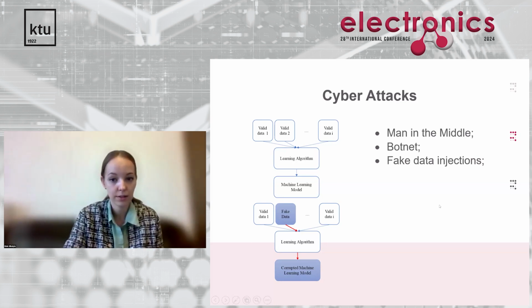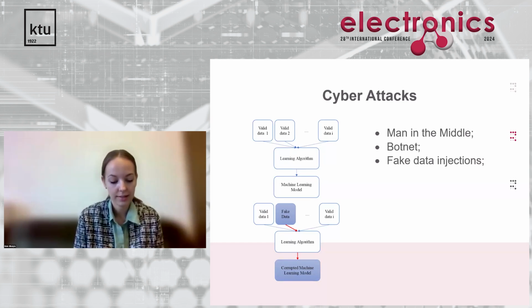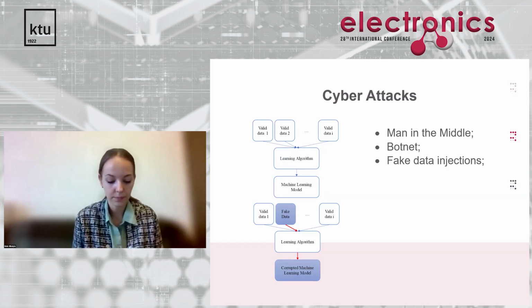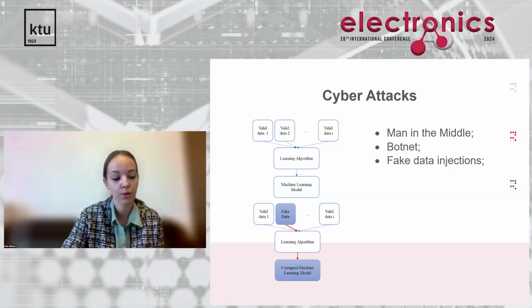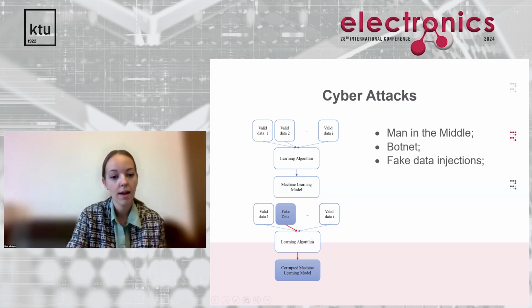It is considered to be successful as soon as the perpetrator connects to one or more Internet of Things devices that are in the system. In this case, the cyber attack is dangerous as it could target the whole system or just parts of it. The figure illustrates the fake data injection. The valid data set is exchanged for the fake one, and the whole machine learning algorithm is corrupted.